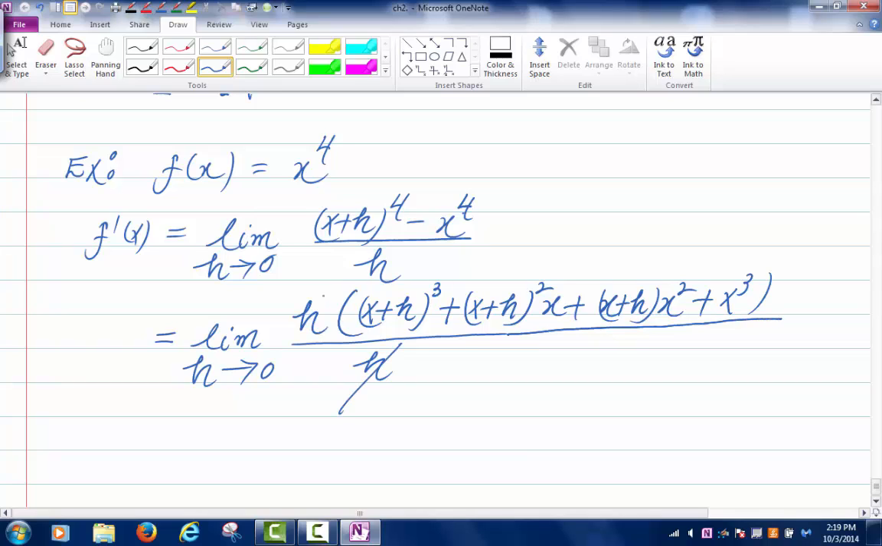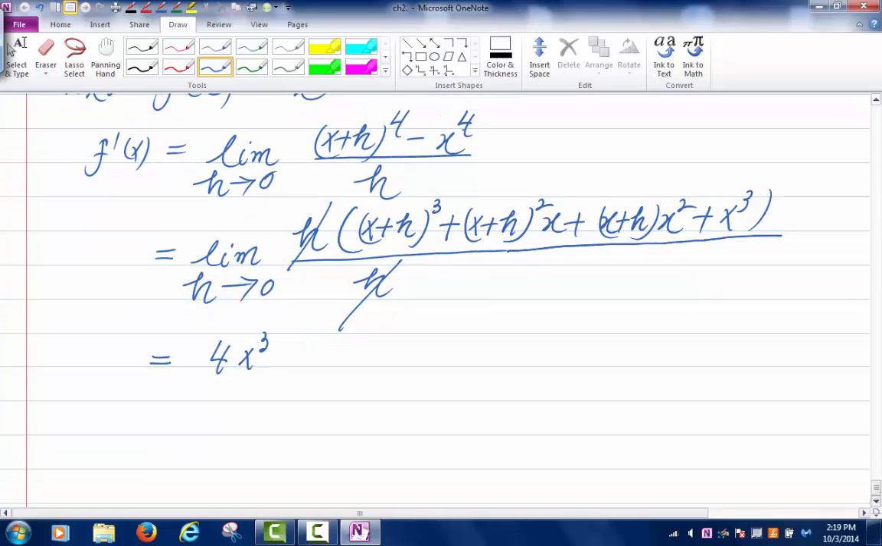And now I can cancel out the h's, and what do I get then? If I now plug in 0 for h, what do I get? I get x squared times x, which would be x cubed. So what's the total? 4x cubed. And I guess you see the pattern now. I can keep doing that. I can look at 5, 6, 7. I can keep factoring out this way.